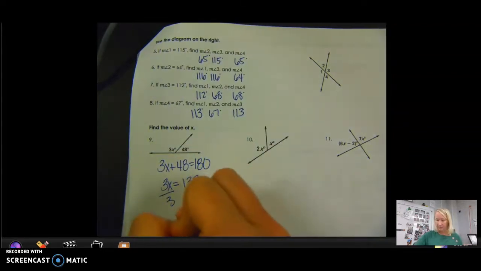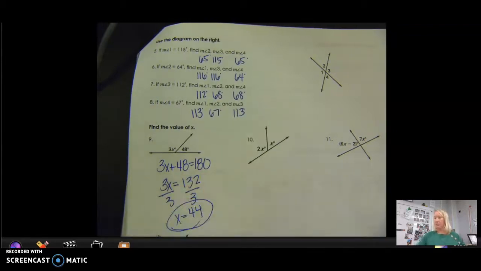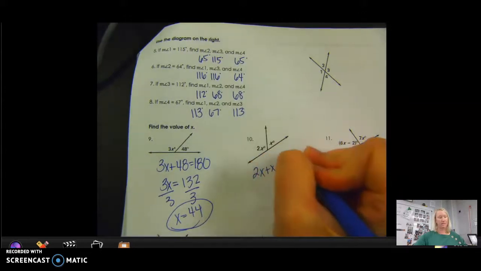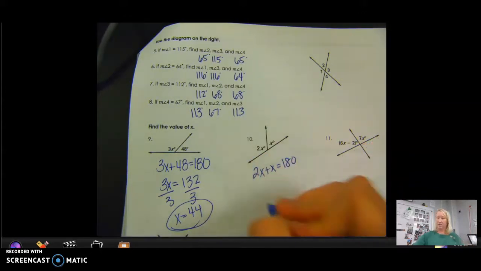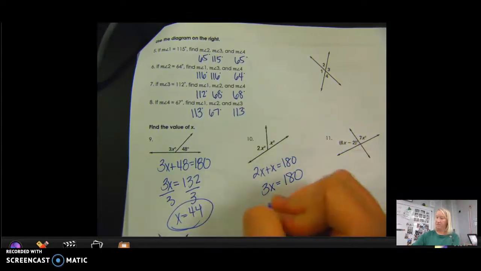And I get x equals 44. Okay. Next one, 2x plus x equals 180. That gives me 3x equals 180. Divide by 3, divide by 3, x equals 60.